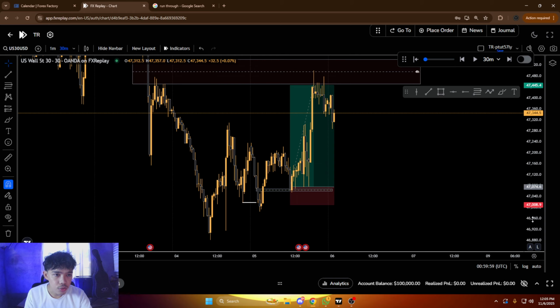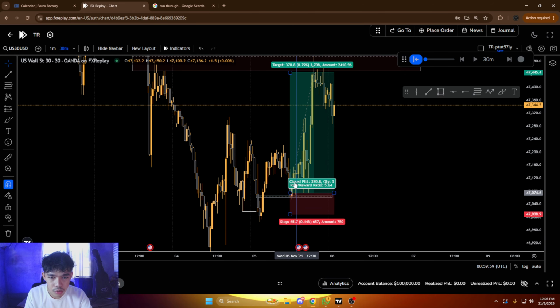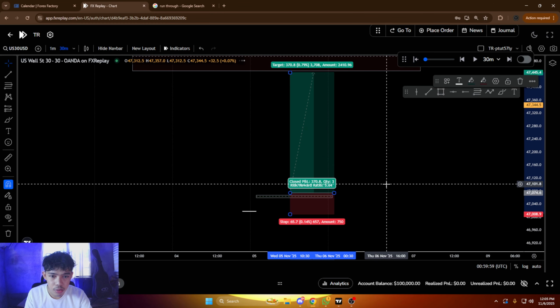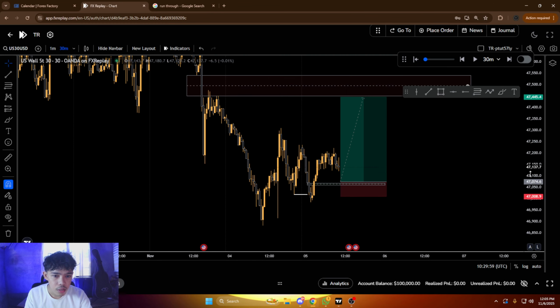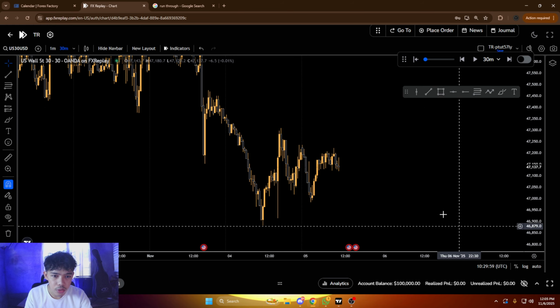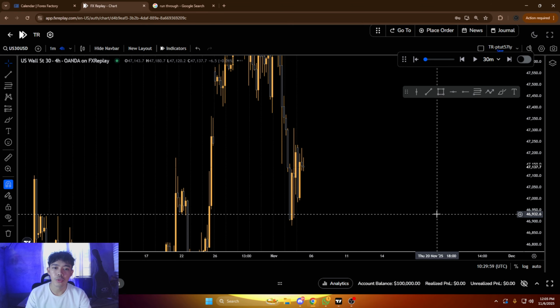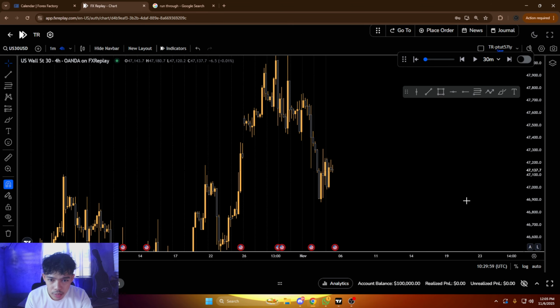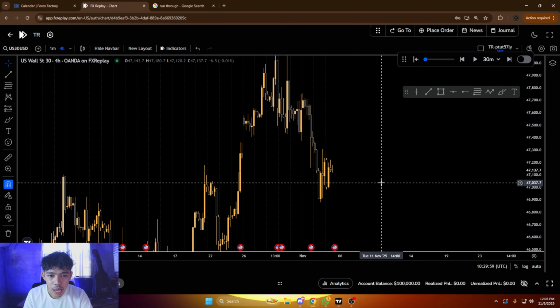So, let me run you through the price action, no? So, replay natin to right around here. And then, let me remove the drawing. So, punta tayo sa 4-hour chart muna. Kasi dito sa 4-hour chart, nandito yung draw on liquidity. Actually, let's start with the weekly chart.